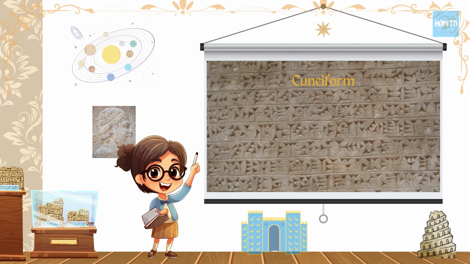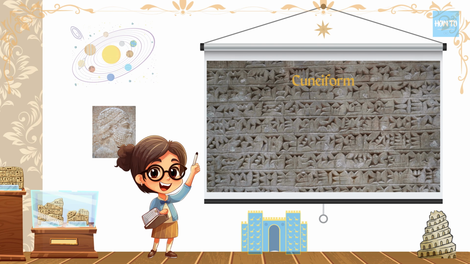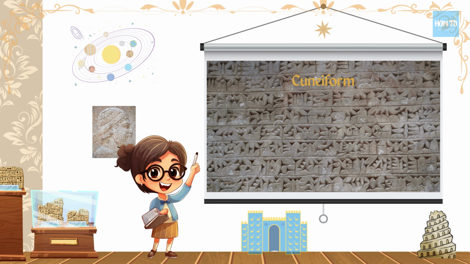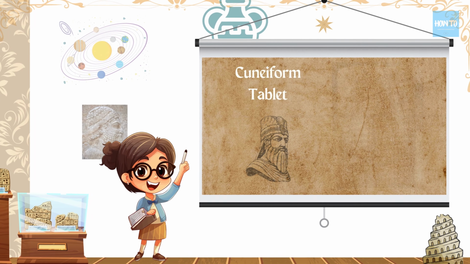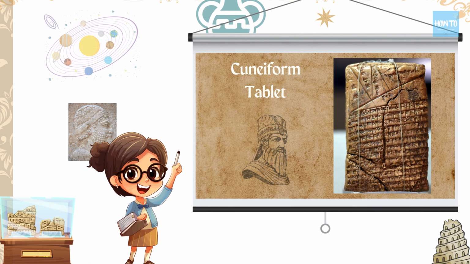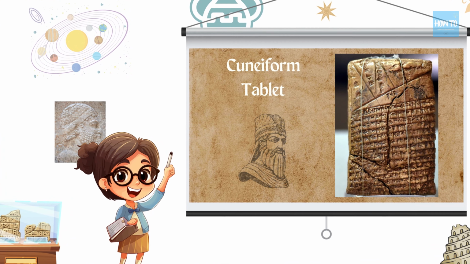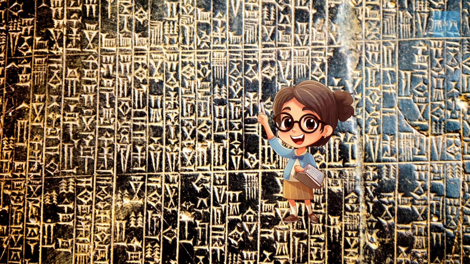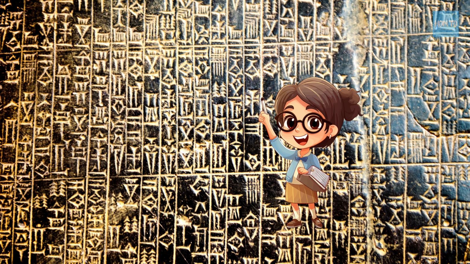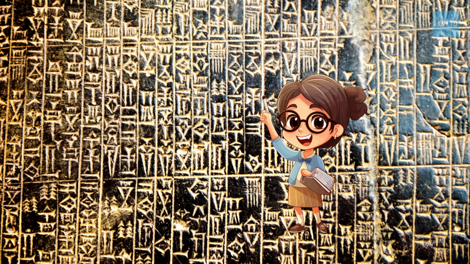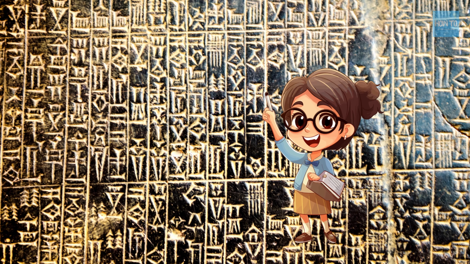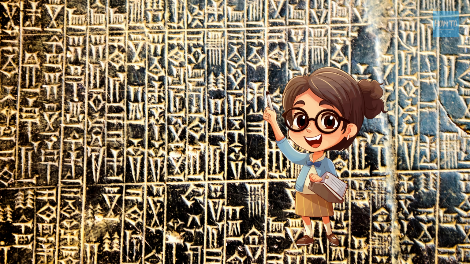On these tablets, our mathematical ancestors carved wedge-shaped symbols, creating the world's first known writing system, cuneiform. Each mark represented a numerical value, a primitive yet powerful language that allowed them to communicate mathematical ideas. But what were they calculating on these tablets? It wasn't complex calculus or advanced algebra, but the fundamentals of arithmetic. Mesopotamians were masters of basic calculations, from addition to multiplication, using their unique numerical system.